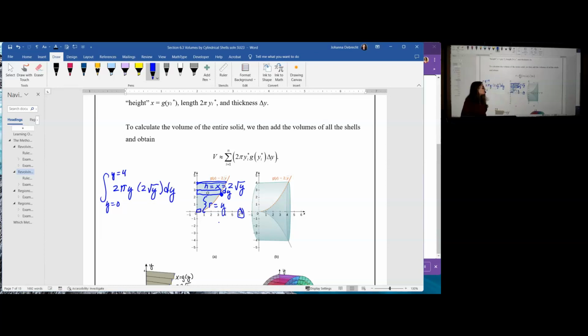In evaluating this integral, notice that you have multiplication between two factors that depend on y. You can write the square root of y as y to the 1/2, and when you multiply bases that are the same, you can add the powers. And this will give you 4 pi y to the 3/2 power. Then apply the power rule.